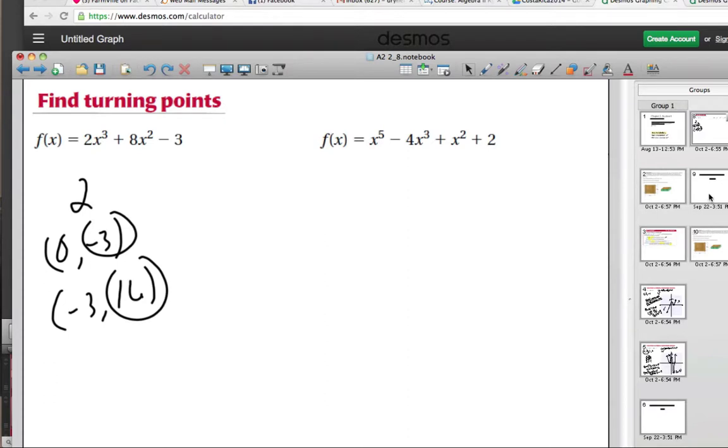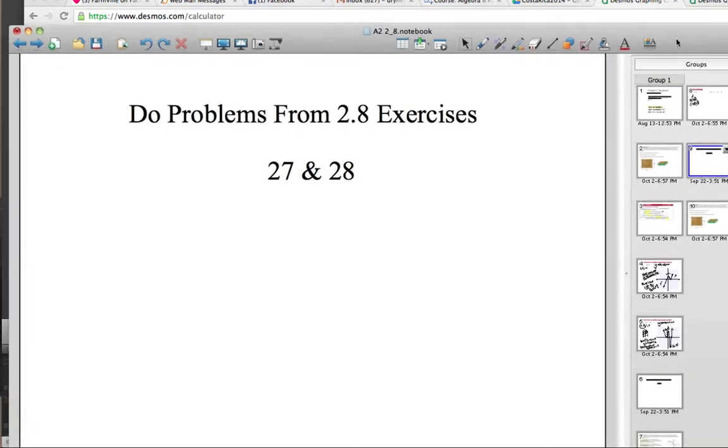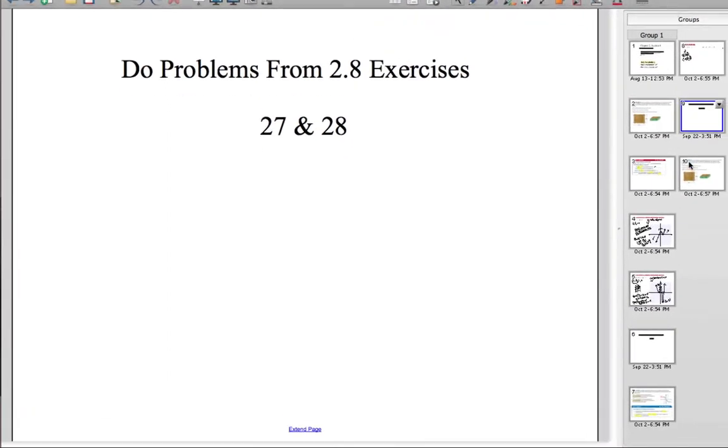Okay, if we want to continue on and practice, go ahead and do problems 27 and 28. If you don't have a graphing tool, you'll notice I use this Desmos graphing calculator. It's free, it's online, it's pretty easy, and it works really well. So you can go ahead and use that to help you out. And then come on back, we'll finish up the lecture.